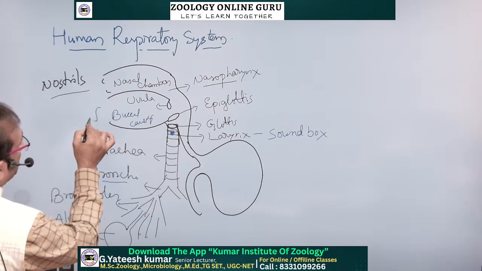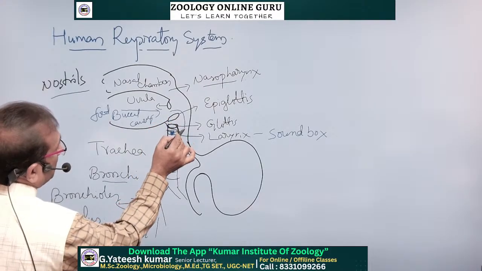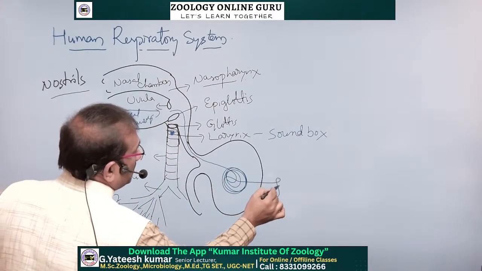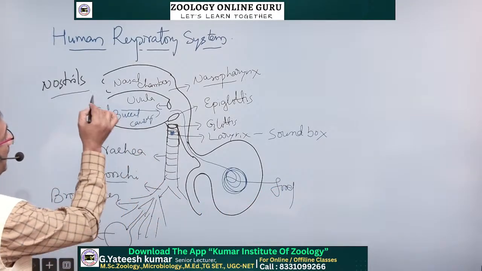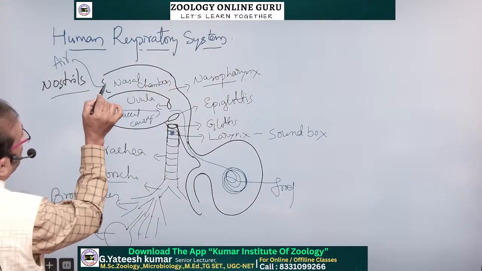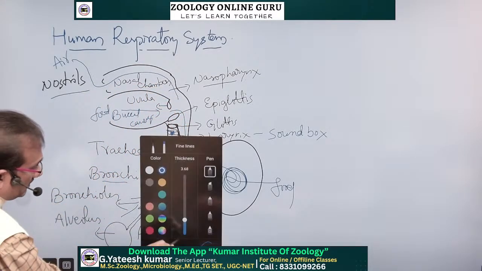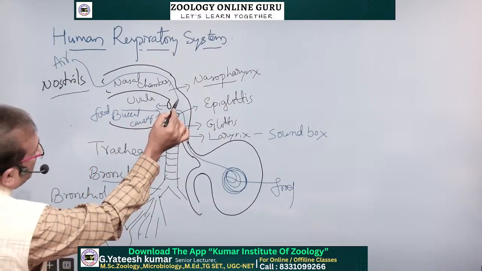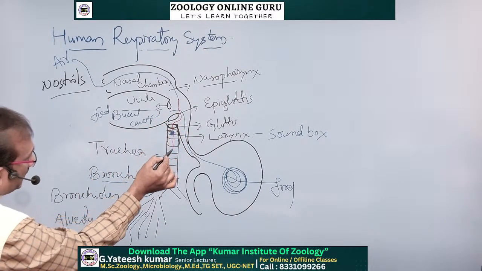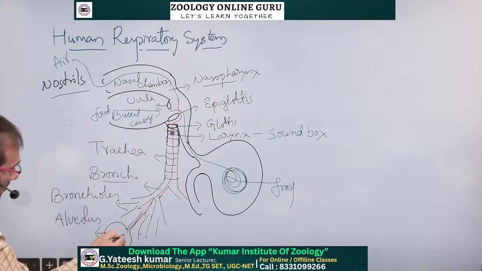Food material we eat from this side enters into the esophagus and then reaches the stomach. In the stomach, the food material reaches here, and whatever air we are taking inside enters up to the nasopharynx, and then this air enters into the glottis and trachea, and then enters into bronchi and then bronchioles, and then enters into the alveolus.